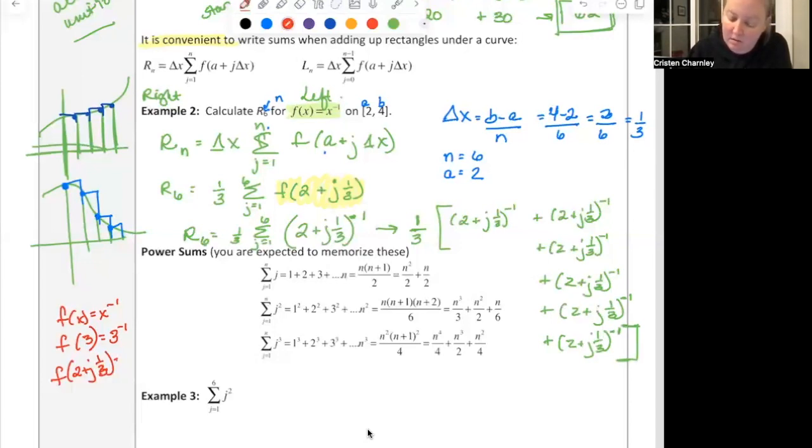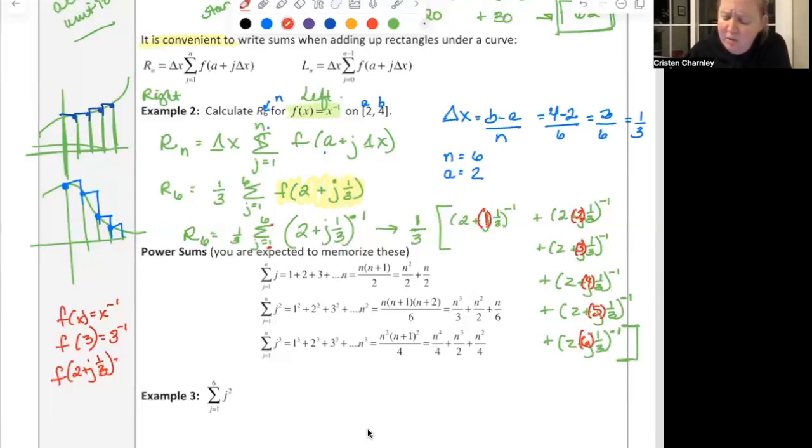So again, the sigma notation, we start at 1, we go to 6. So the first j is really a 1. The second j is really a 2. The third j is really a 3. This is a 4. This is a 5. And this is a 6. So we have our 6 rectangles. And what you can do is go through and figure out what each of those are.